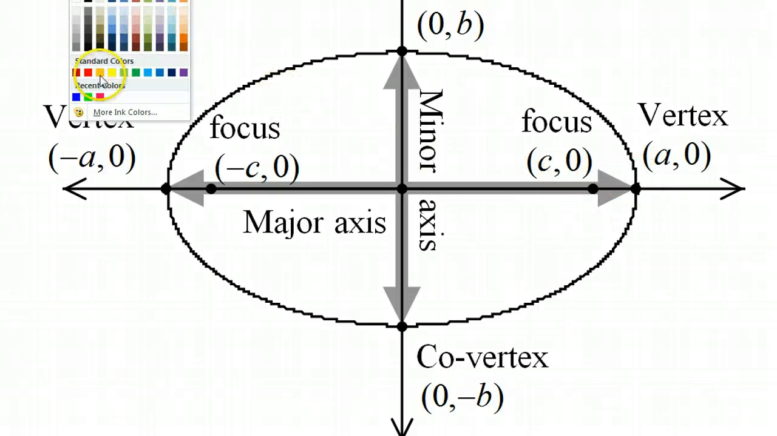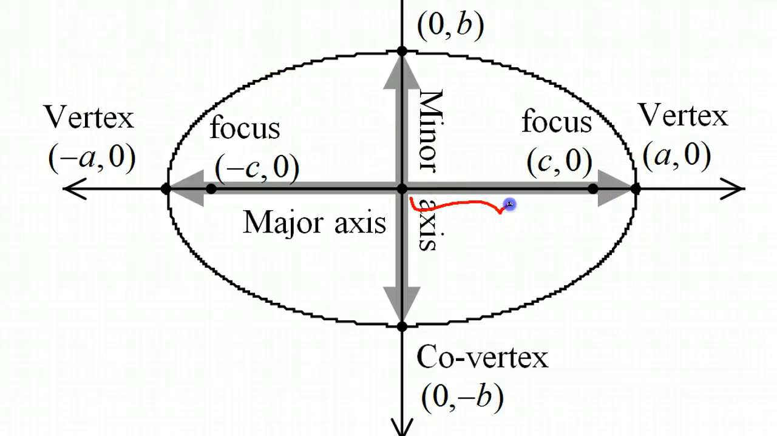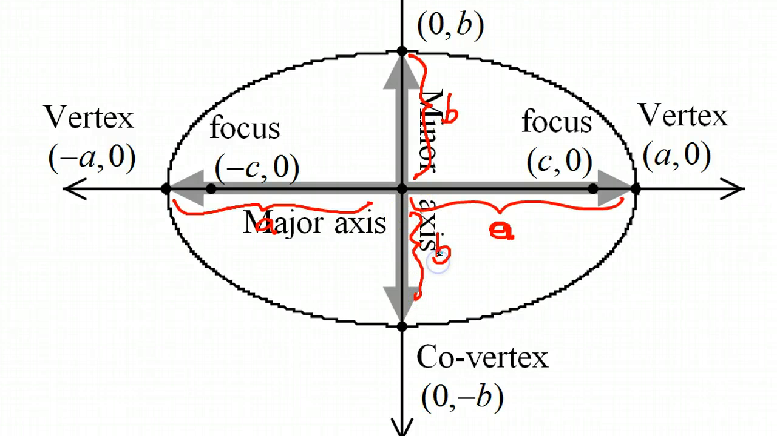Okay, so in other words, this is A. A is always the long way. If I go the short way, that's B. And then the distance to the focus, that's C. So we have A, B, and right here, that would be C. So A is the long way, B is the short way, and C is the distance to the focus.